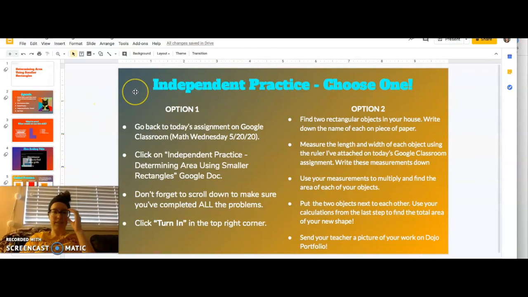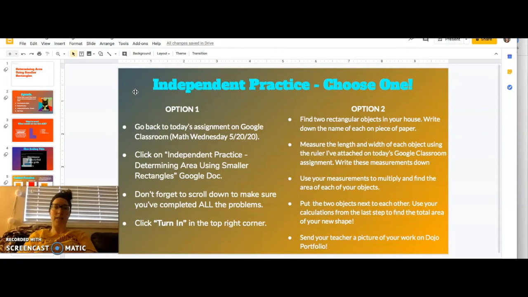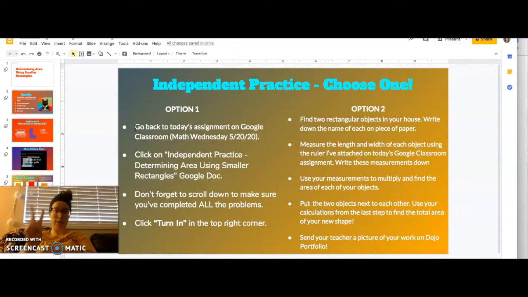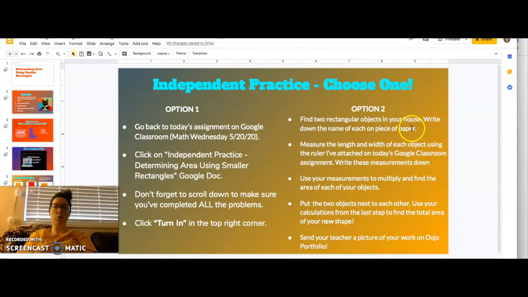All right, friends, now that we've done our guided practice, it's time for you to try an independent practice problem, or a couple of independent practice problems on your own. So you have two choices for the independent practice, okay? So you're going to choose one. You don't have to do both. If you want to do both, that's amazing, but you don't have to.